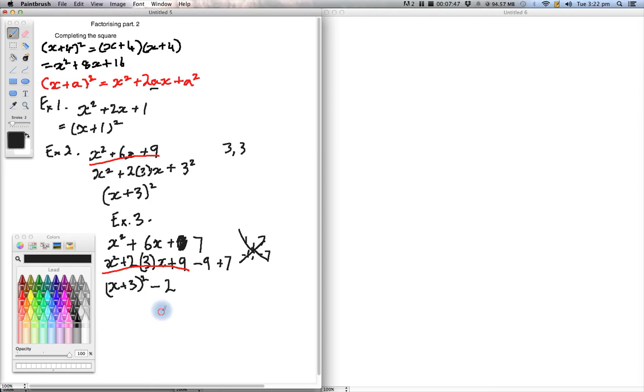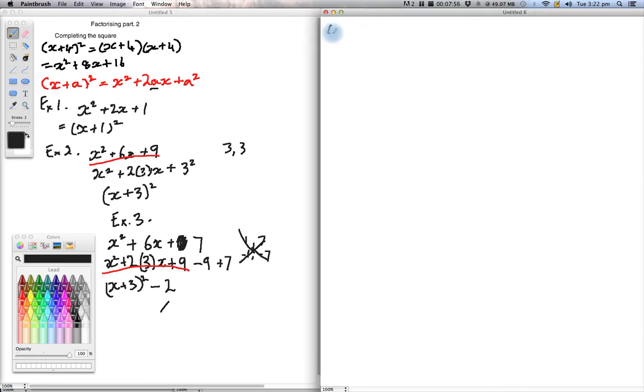Okay, we can go further, but I want to leave it there for now and do another example because I think a lot of you will find that very confusing the first time you see it. So let's try another example, example 4.